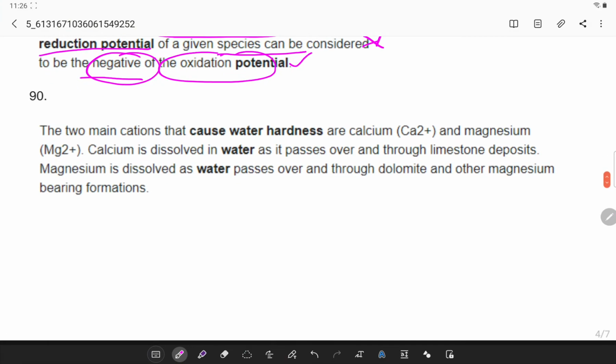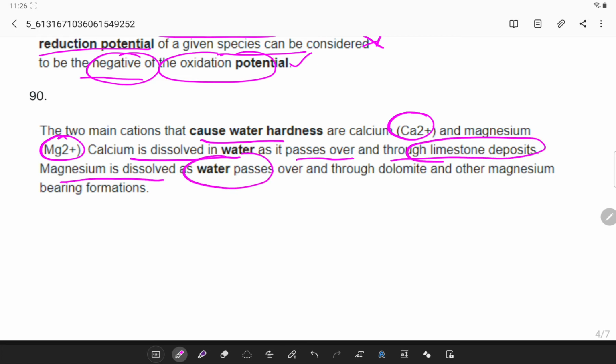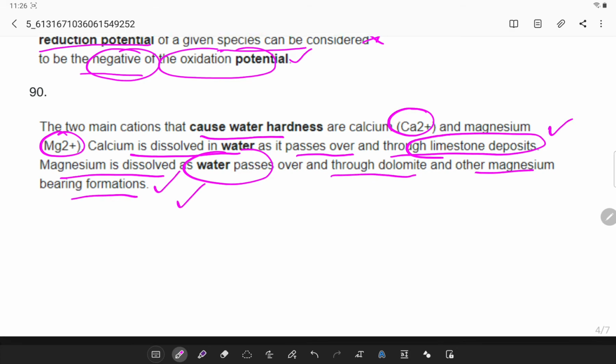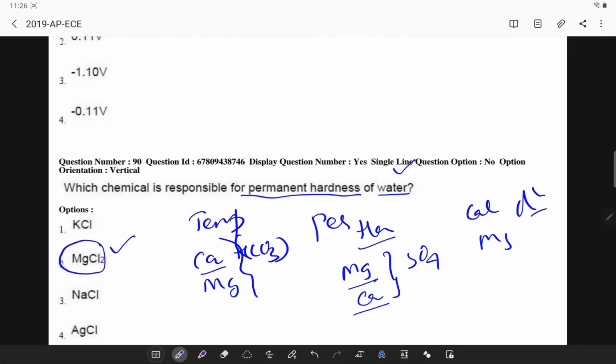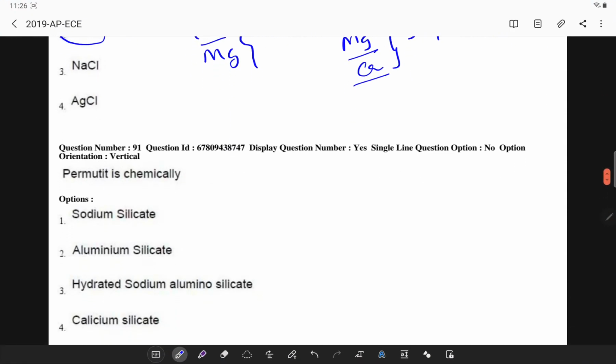The two main causes of water hardness are calcium and magnesium salts. Calcium dissolves in water as it passes over and through limestone deposits, whereas magnesium dissolves as water passes through dolomite and other magnesium-bearing formations. There is a chance of a question based on this in the next exam also.